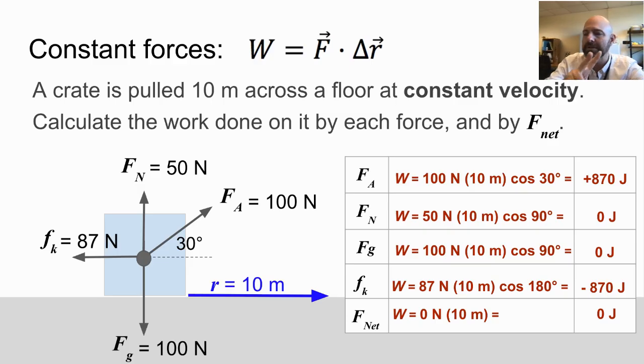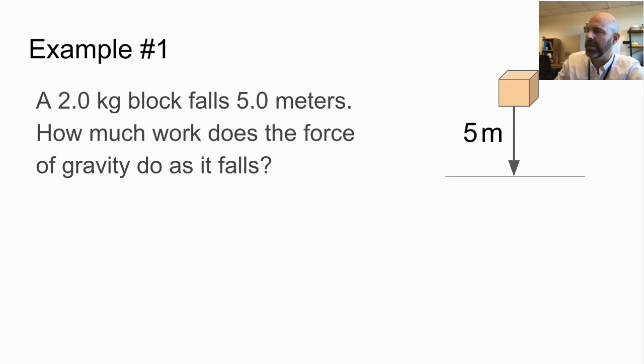There's two methods to approach this. You can either sum up the work done by every single force, which gives us 0 joules, or you can talk about the amount of work done by the net force. Since this is moving at a constant velocity, the net force is 0, and therefore the net work is 0. More on that in a little bit.